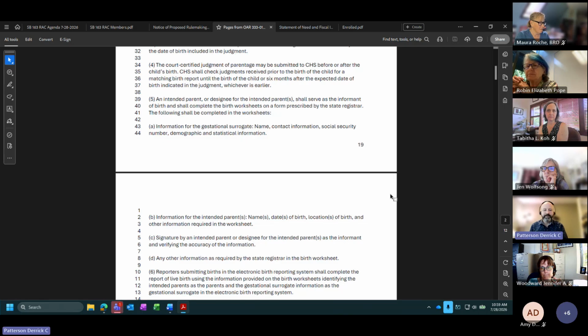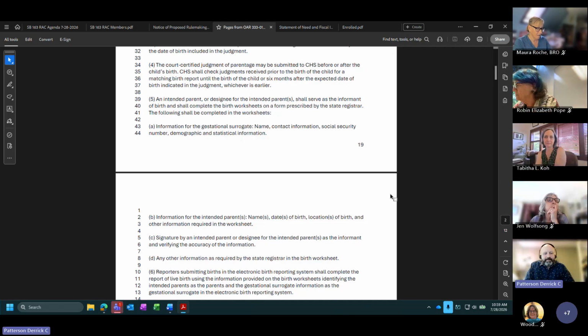Perfect. Thank you. Tabitha. Thank you. The informant is usually one of the parents, and it does show up on the birth certificate. So it's important that it is aligned with the legal parent there. Thank you. All right. Anything else for section 5?